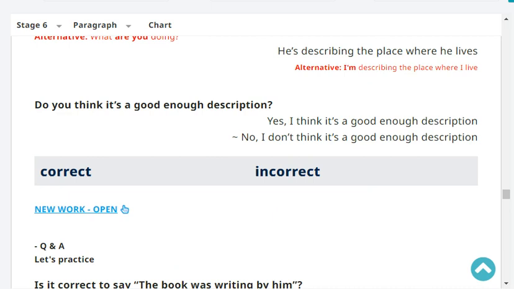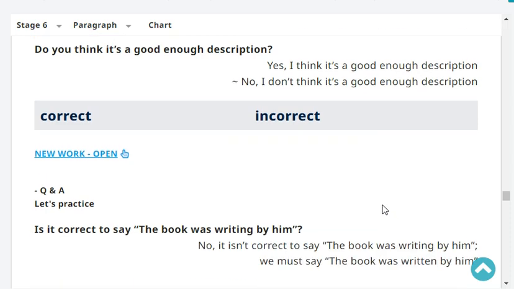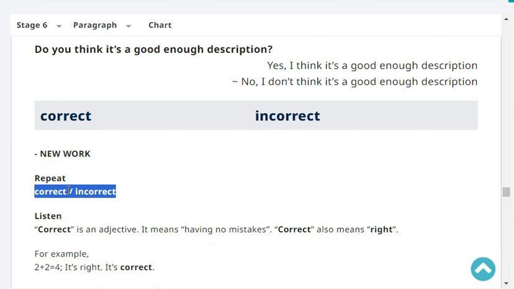No, I don't think it's a good enough description. Very good, because it's just a brief description. Very good. Okay, so that's the end of our revision. Let's have new words. Okay. Very good. Okay, let's have the first set. Repeat. Correct. Correct. Incorrect. Incorrect.